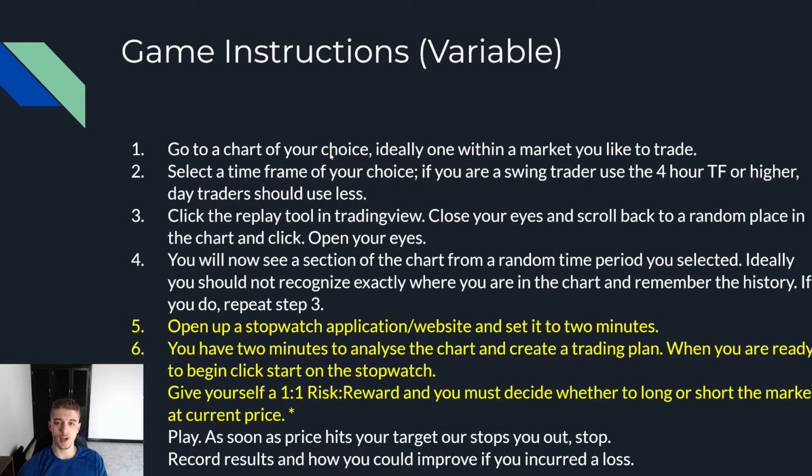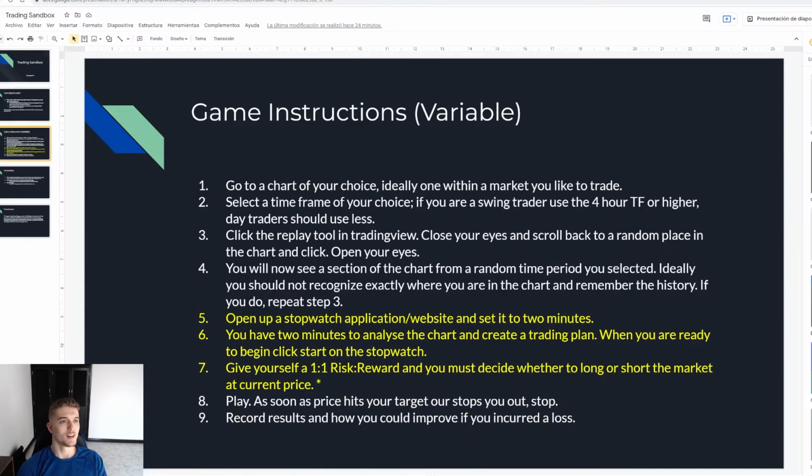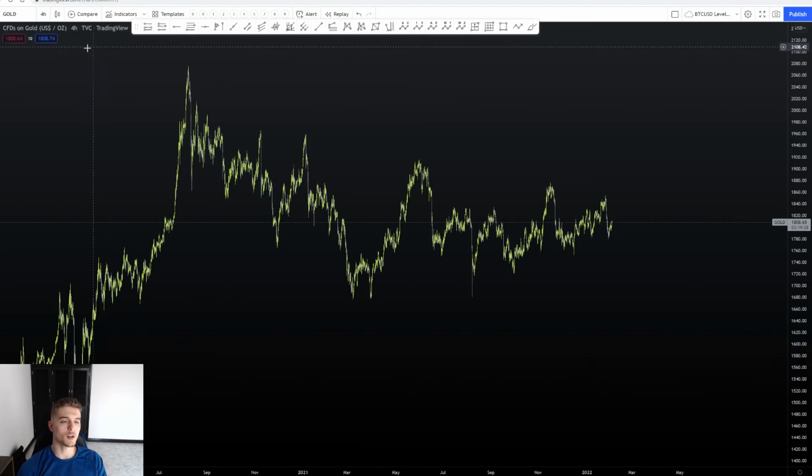Go to a chart of your choice, ideally one within a market that you like to trade. If you like to trade cryptocurrency, for example, you might want to go to the Bitcoin chart or Ethereum, or really whatever cryptocurrency you might desire to trade in the future. So let's go do that. Oops, that's the wrong slide. Let's go to this. So I'm on the gold chart currently. I don't trade gold, but I'm just going to be using it for this video as an example.